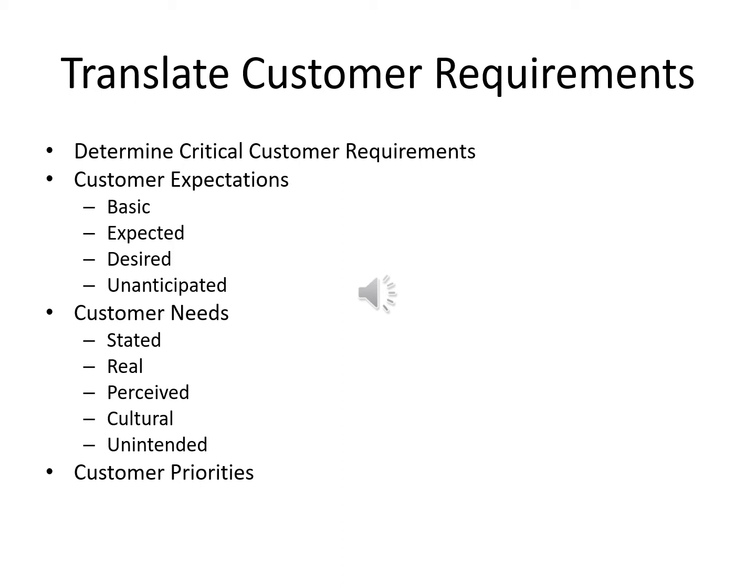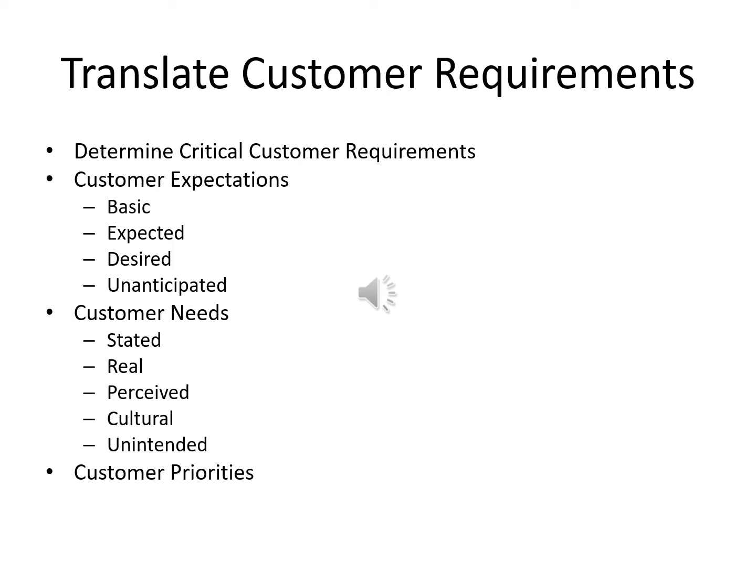And keep in mind customer needs. I'm just going to use the same example of a car. What the customer says: they want, I need a car. Real needs: the customer just needs transportation, right? Perceived needs: I think I need a new car, right? A used car just won't do, right? Cultural: oh man, it has to be a Mercedes-Benz. And unintended, right? He used it in some way I didn't expect.